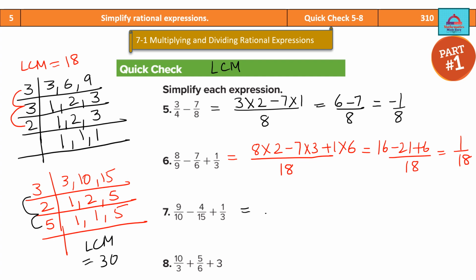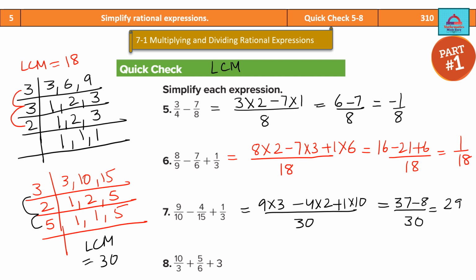So I make the denominator equal, take 30 here. So this is going to be 9 multiplied by 3 minus 4 multiplied by 2 plus 1 multiplied by 10. And this gives you 37 minus 8 over 30, that is 29 over 30 on simplification.